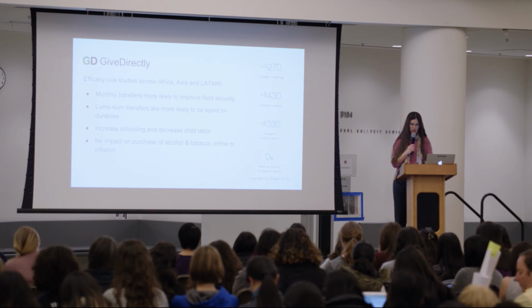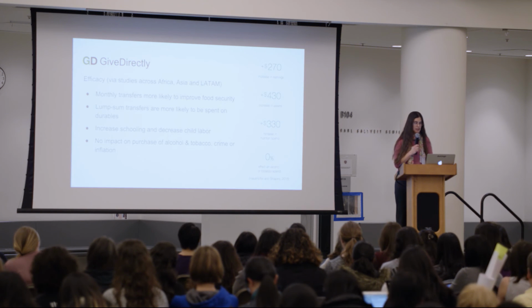GiveDirectly's next step is to do a 12-year controlled experiment for basic income. Basic income means giving people enough money to live off of without any other resources. So they're going to conduct a 12-year basic income study.